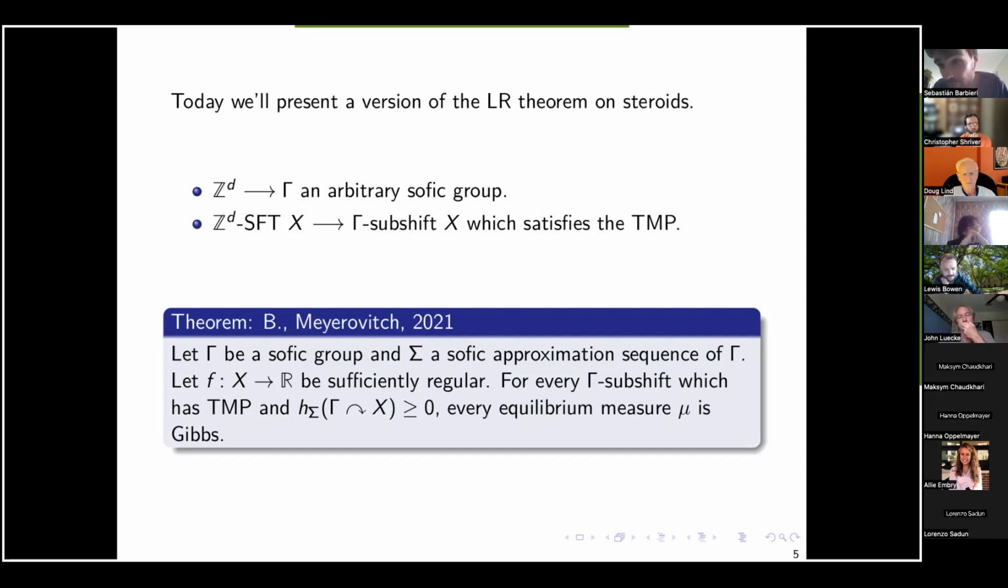So the theorem goes as follows. I grab a sofic group. I'm going to grab a sofic approximation sequence for this group. I'm going to grab a function from a subshift in gamma, which is sufficiently regular. And then if this subshift has the topological Markov property and positive sofic topological entropy, then every equilibrium measure is going to be automatically Gibbs. That's the generalization of the Lanford-Ruelle theorem that we are asking for.